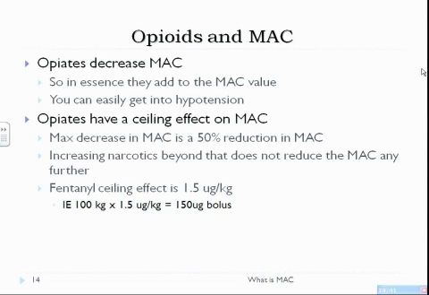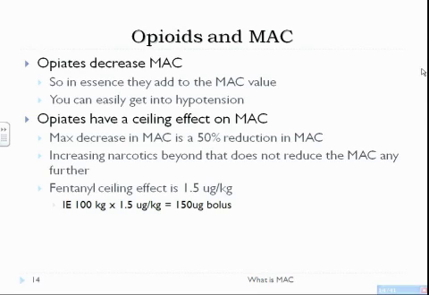So it makes sense that it has a ceiling effect. Now, how much is that ceiling effect going to reach? And the answer is, if you give 1.5 mics per kilo of fentanyl, that's your ceiling effect. Once you give more than 1.5 mics per kilo, you don't have any additional benefit in the sense of suppressing sympathetics in that individual. Okay, so there's really no reason to give that much more fentanyl to that individual. The person's not going to benefit anything from it.